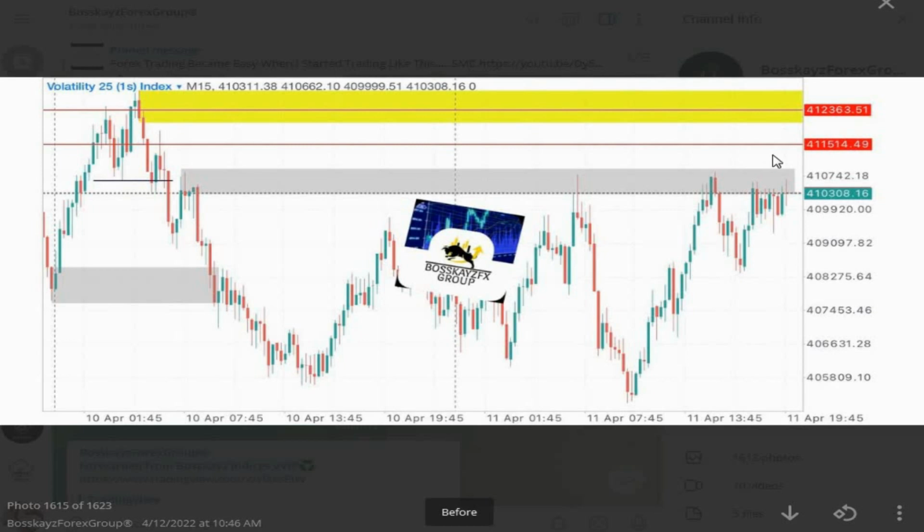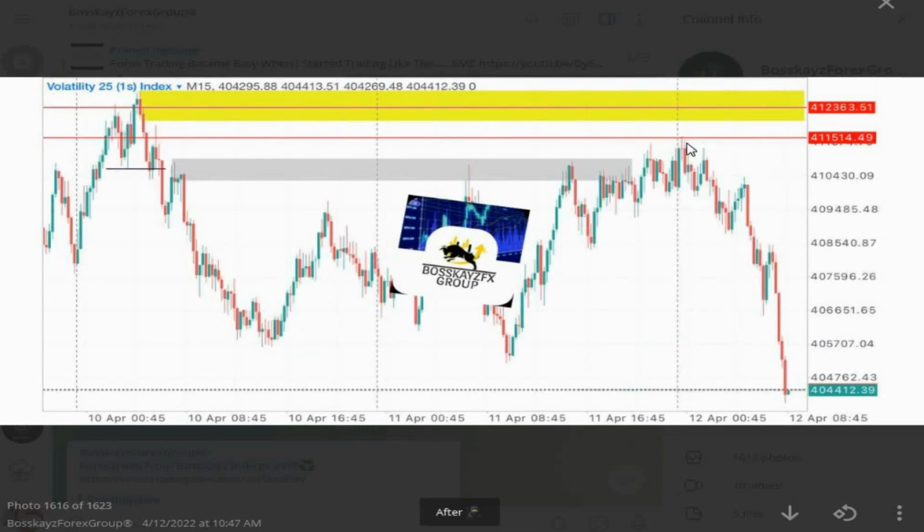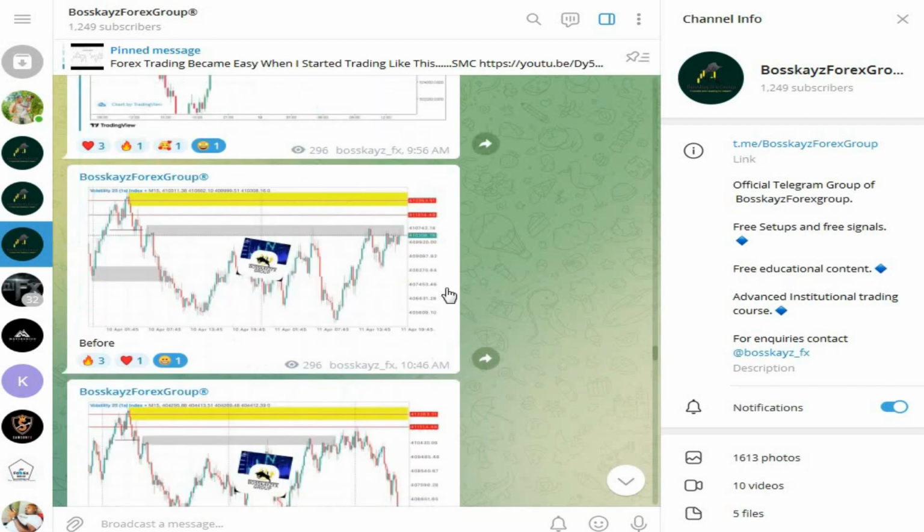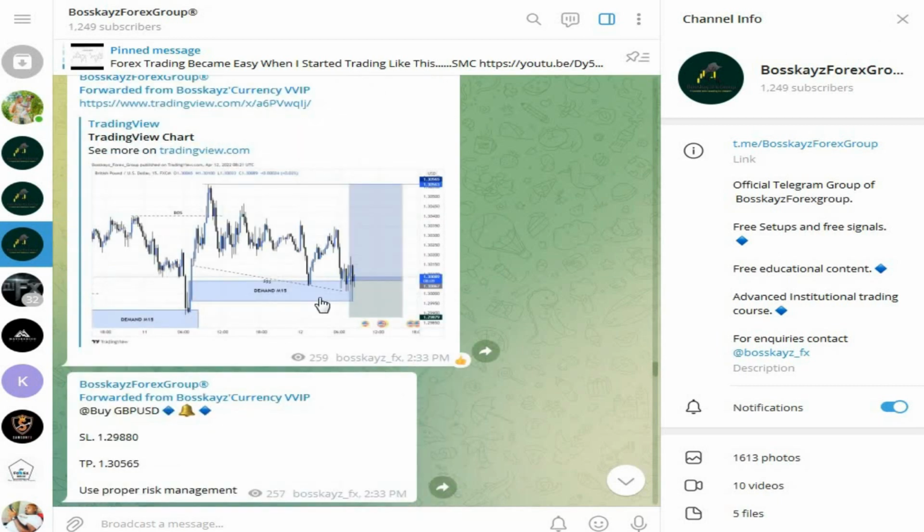We're looking for the price to come to 411.514, tap in, and then shift the market going down. And you can see, guys, what the price just did. They came back and tapped in and shifted the market going down before they go into the bigger OB. But if you go and check out how it plays out, you can go and see.